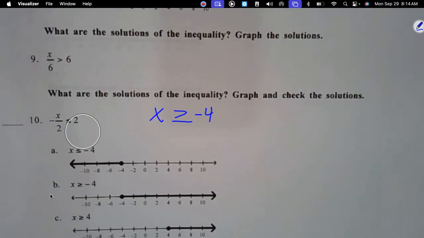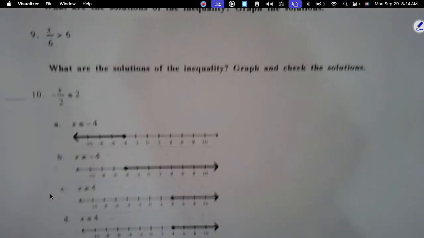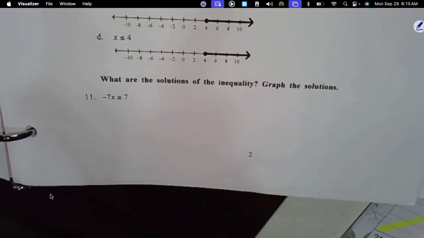Okay. That's number 10. Let's see what else. I have 11 on here, but I'm going to find a few more to do. Okay, what do you do to solve for this one? Divide by -7. What happens when you divide by a negative? Flip the sign. You flip your sign and you get -1.